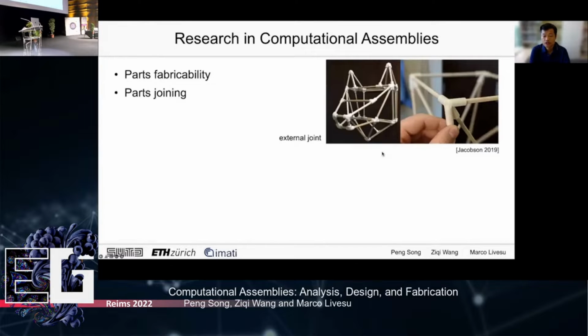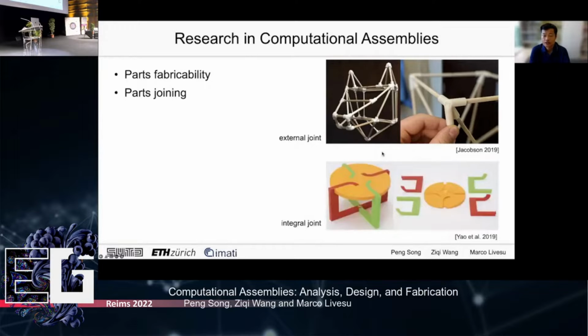Part joining is another important aspect in computational assemblies. To encourage disassembly and reuse of the parts, reversible joining methods are preferred for connecting the parts. For example, we can make use of 3D printable external joints to connect beams to make a structurally stable beam assembly. Or we can design decorative joints not only for connecting the parts, but also for making the assembly visually appealing.